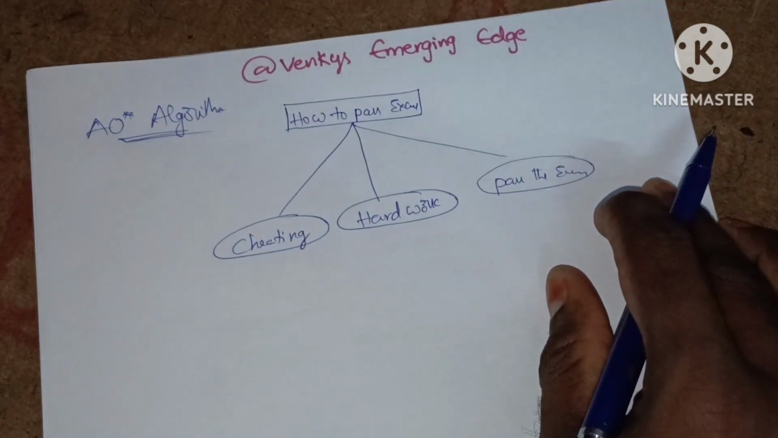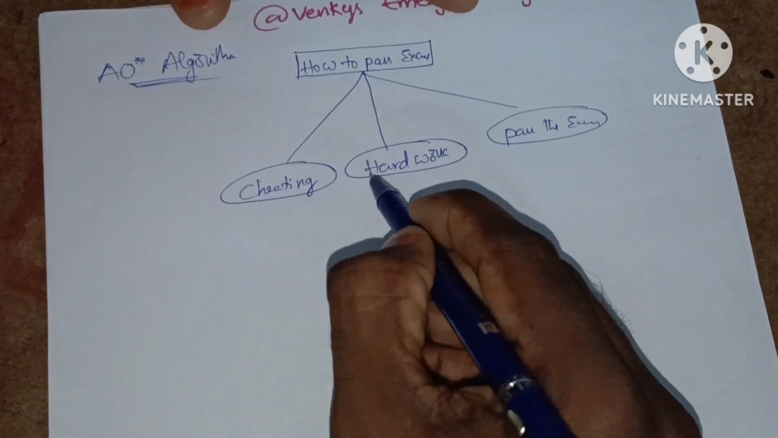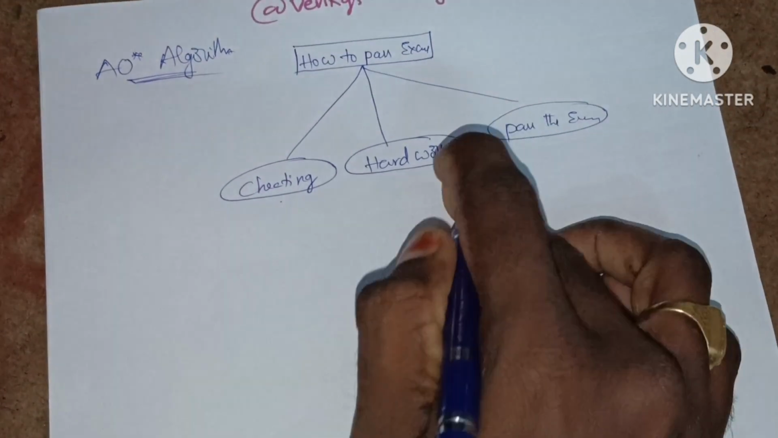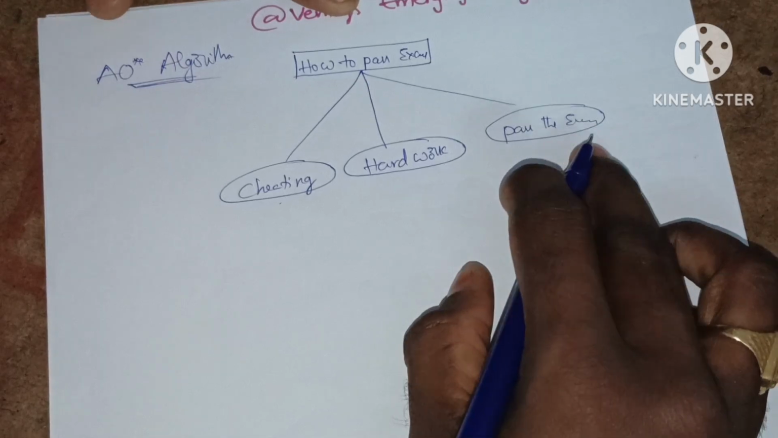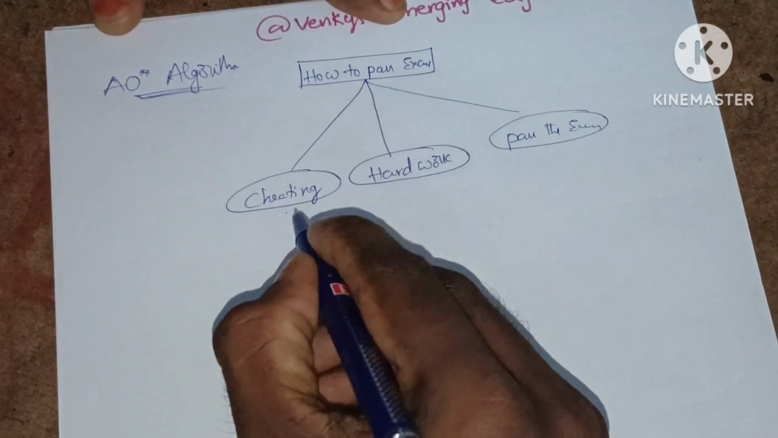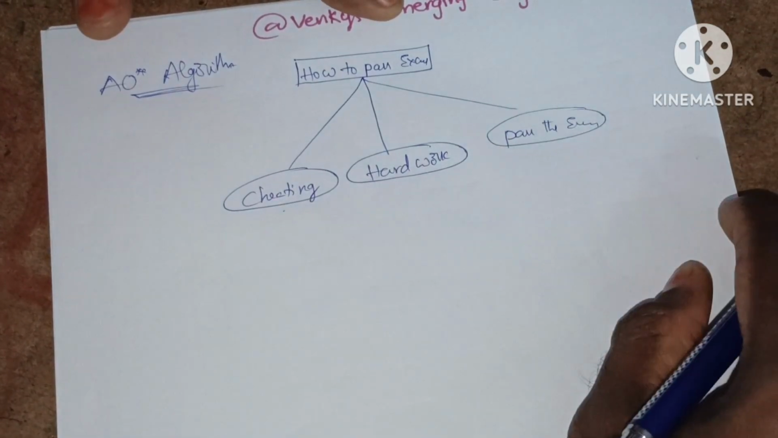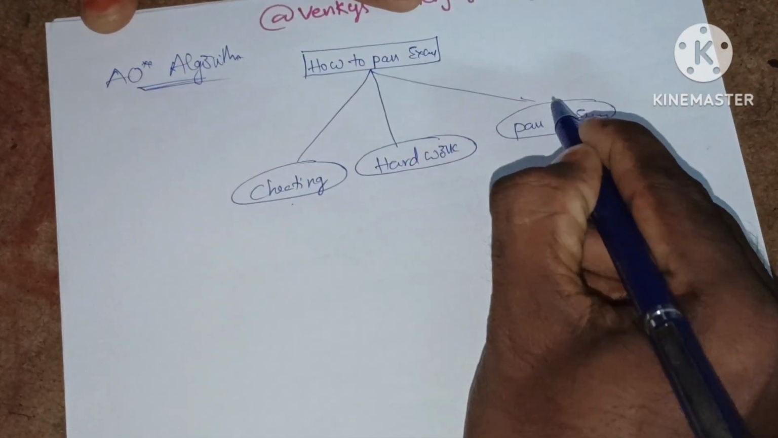So here, how to pass the exam? We have multiple paths. One is cheating, another one is hard work, and the next one is pass the exam. So to pass an exam, we have two options: one is cheating and another one is hard work. We will select any one. So which one is best at that time?